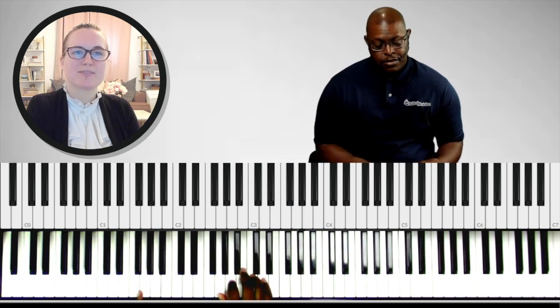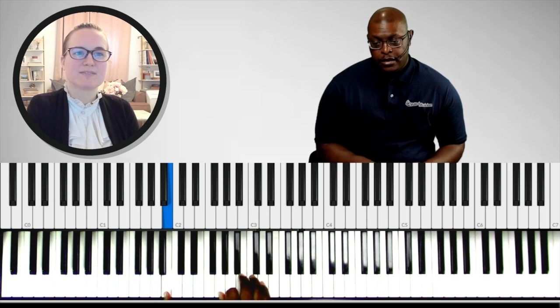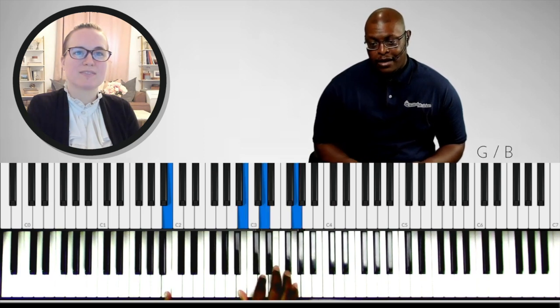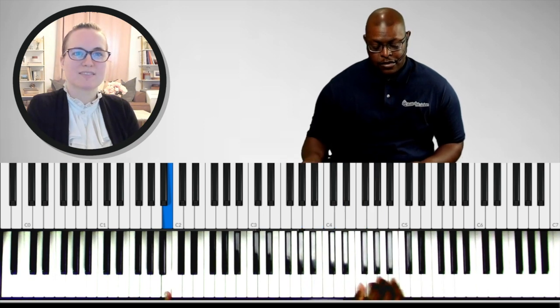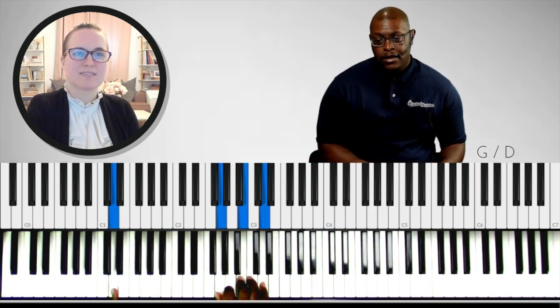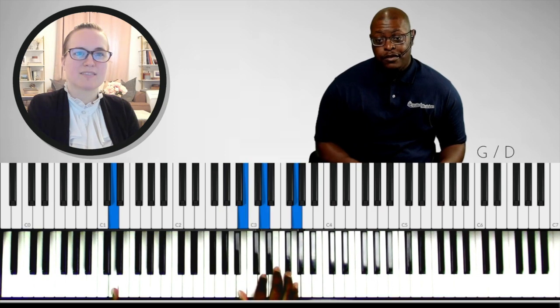Okay. If I changed and put B on the bottom, now it's first inversion no matter how I play my right hand. Doesn't matter, it's still first inversion. And if I put the D on the bottom, it's still second inversion, or G over D.